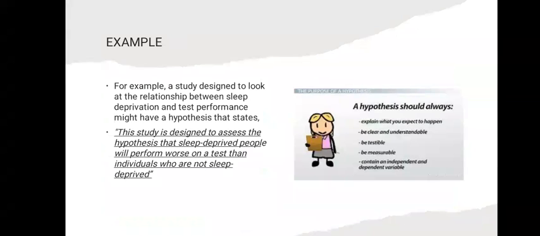For example, a study designed to look at the relationship between sleep deprivation and test performance might have a hypothesis that states, this study is designed to assess the hypothesis that sleep-deprived people will perform worse on our test than individuals who are not sleep-deprived. And a hypothesis should always explain what you expect to happen, be clear and understandable, be testable, be measurable, and contain an independent and a dependent variable.